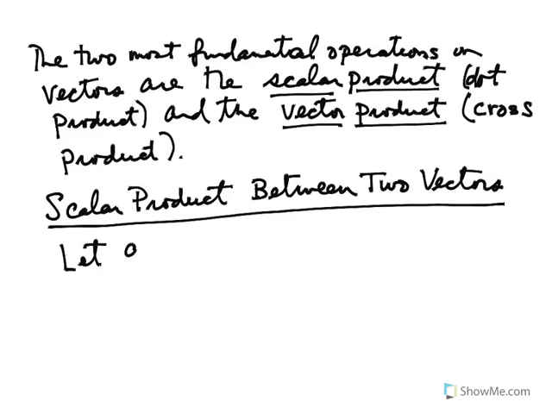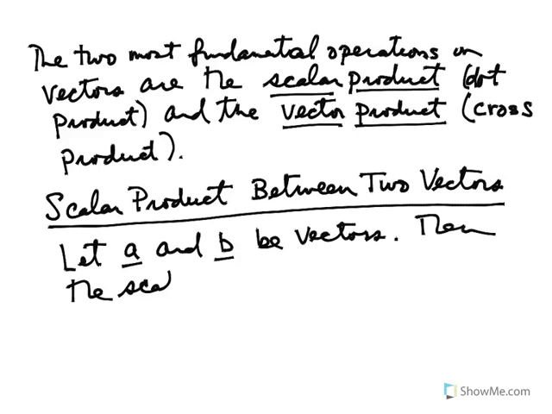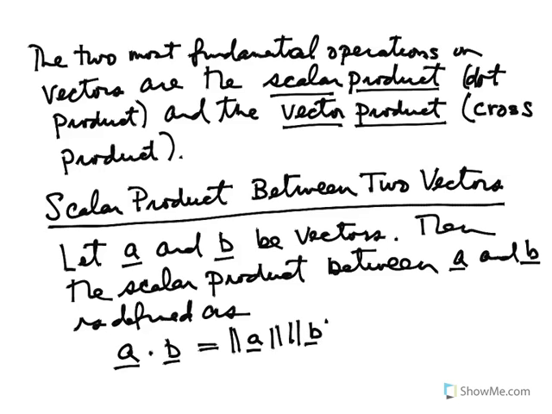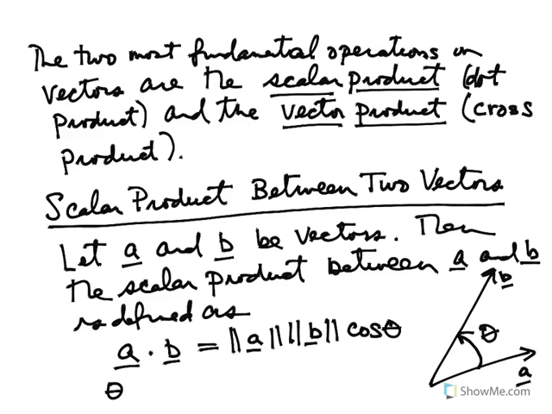So let A and B be vectors. Then the scalar product between A and B is defined as A dotted with B, which is equal to, and now I'm going to introduce some new notation, the magnitude of A times the magnitude of B times the cosine of the angle between them. So let's start denoting things and we'll see what's going on here. Here's A, here's B, here's the angle between A and B, which I'm going to call theta.